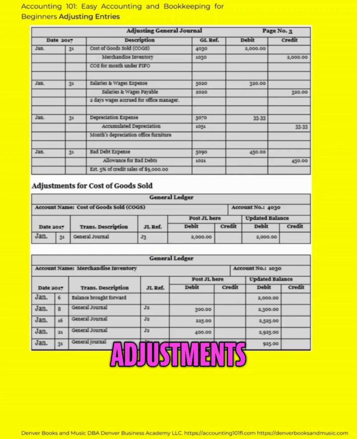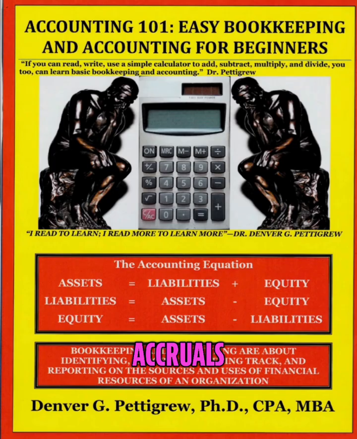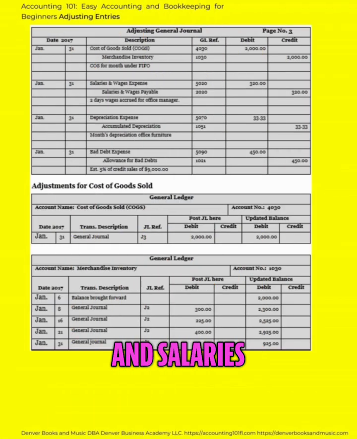Examples of such adjustments include amounts paid in advance for insurance and rent, called prepayments, accruals, unpaid wages and salaries of employees, depreciation expense, bad debts, interest accrued, transfers from unearned revenue to earned revenue, and inventory adjustments and cost of sales.